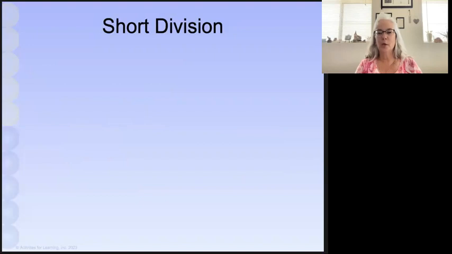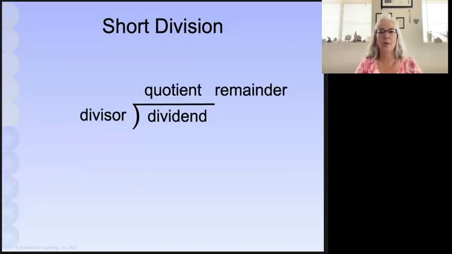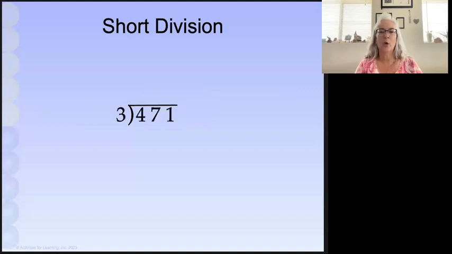All right, let's look at short division. This I love. I use this all the time. Well, first of all, here's our division house. There's our divisor, dividend, quotient, and remainder. So here I have 471 divided by 3.